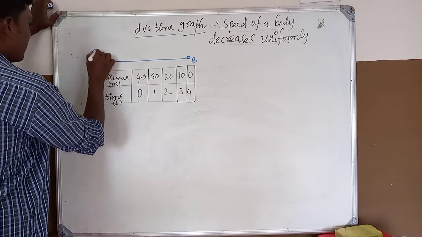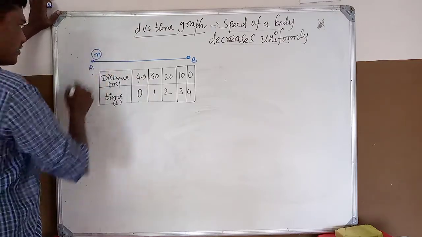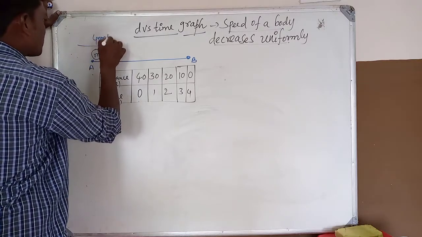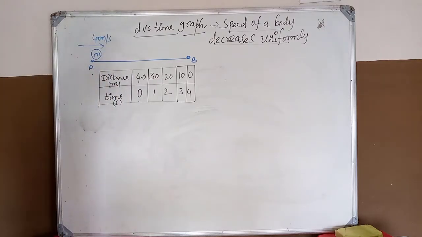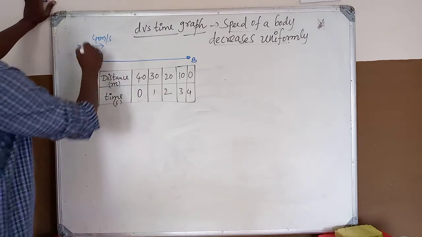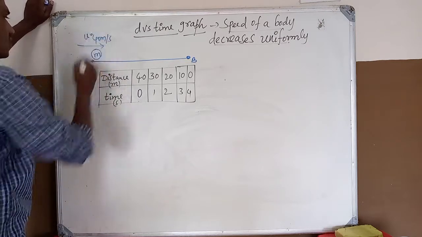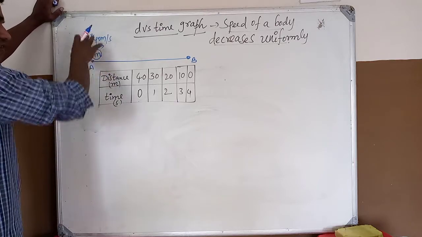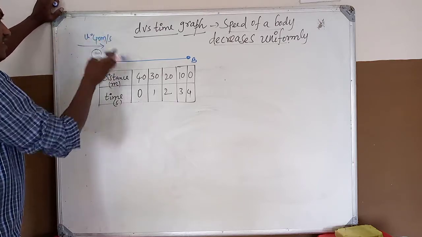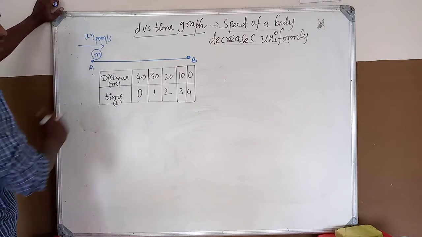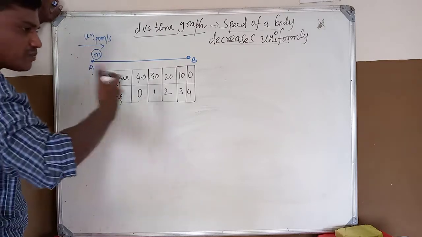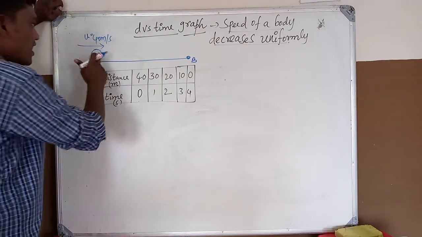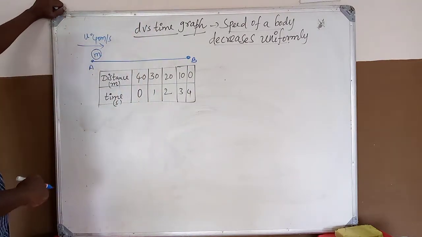So a body of mass m. Initially the body moves with 40 meters per second according to our concept. So this is u, we have considered that. Now the driver applies the brakes. So what will happen? The speed of the body decreases uniformly and finally the body comes to rest.